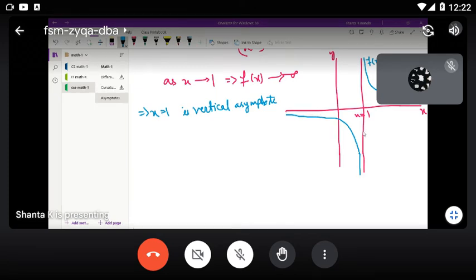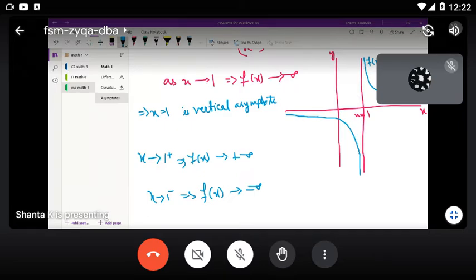So here you can see it is from both sides. That means you can see x approaches 1 plus. If it is from the plus side, that means this right side, f(x) approaches plus infinity. It goes to plus infinity as x approaches 1 from the right side, and as x approaches 1 minus, that means the left side, then f(x) approaches minus infinity. Here it goes down.